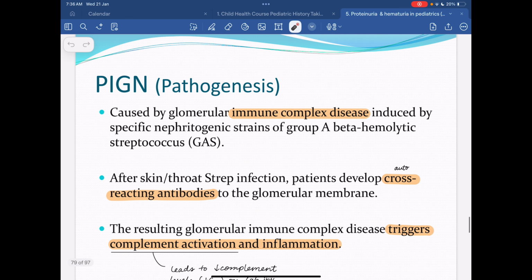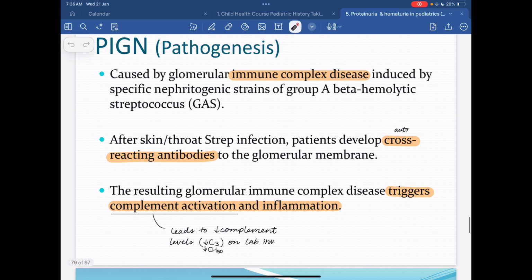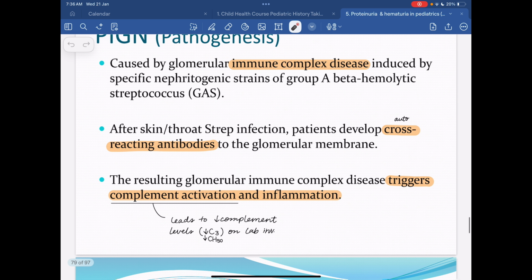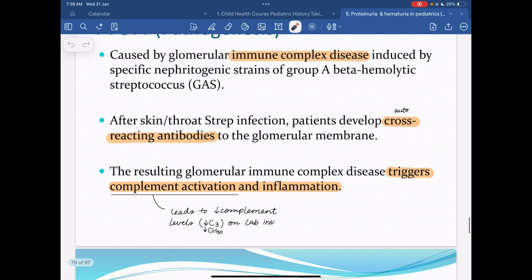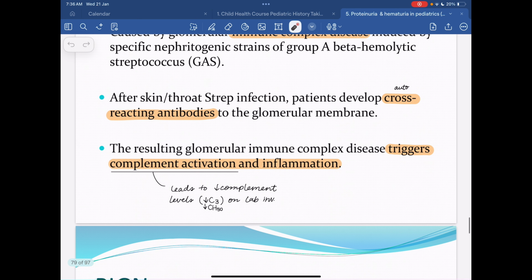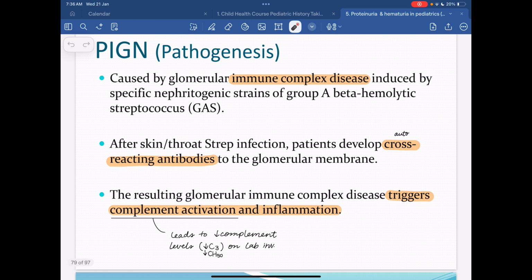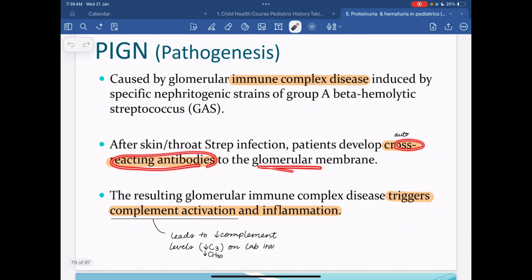وهذا immune complexes, why are they formed? They are induced by the specific nephrogenic strains of group A beta hemolytic streptococcus. How do children get it? Usually after a skin or throat strep infection, they develop these cross-reacting antibodies to the glomerular membrane. يعني مو بس هذه immune complex disease، بعد عندهم الauto antibodies للglomerular membrane.